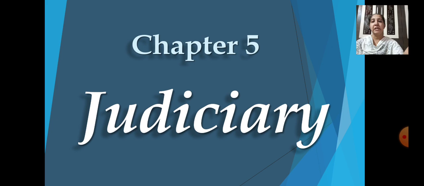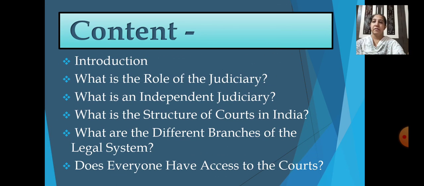Children, today we are going to begin with a new chapter of political science, that is chapter number 5. The chapter's name is Judiciary. Now let's go through the content of the chapter.